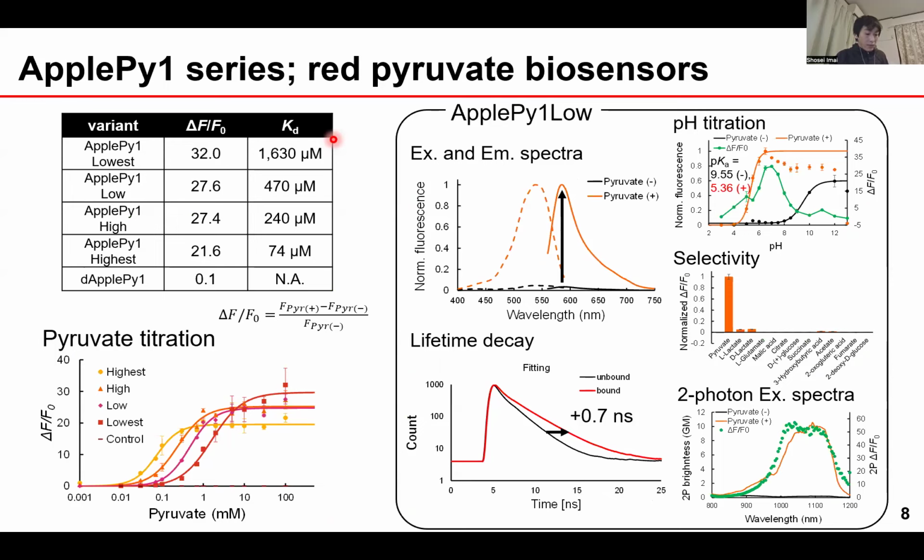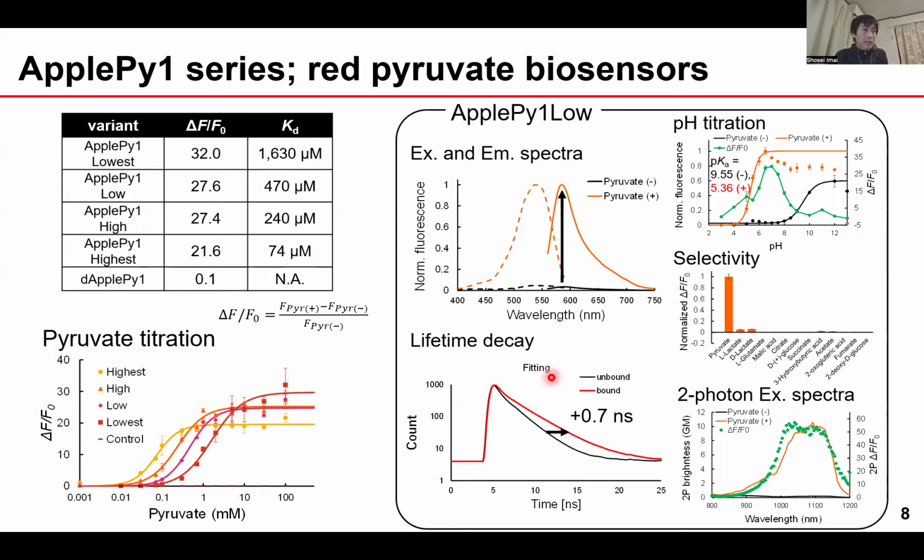And we also developed the Apple Pi 1 series, which are red pyruvate biosensors. Red biosensors enable multicolor imaging and optogenetic manipulation, and they are particularly useful for in vivo imaging because longer wavelength light penetrates deeper into tissues, causes less phototoxicity, and reduces autofluorescence. Similar to the Green Pi 1 series, we report 4 affinity variants with high ΔF/F0 values and a control sensor as well. Another thing to note is that the Apple Pi series exhibited fluorescence lifetime change as well as intensity change.